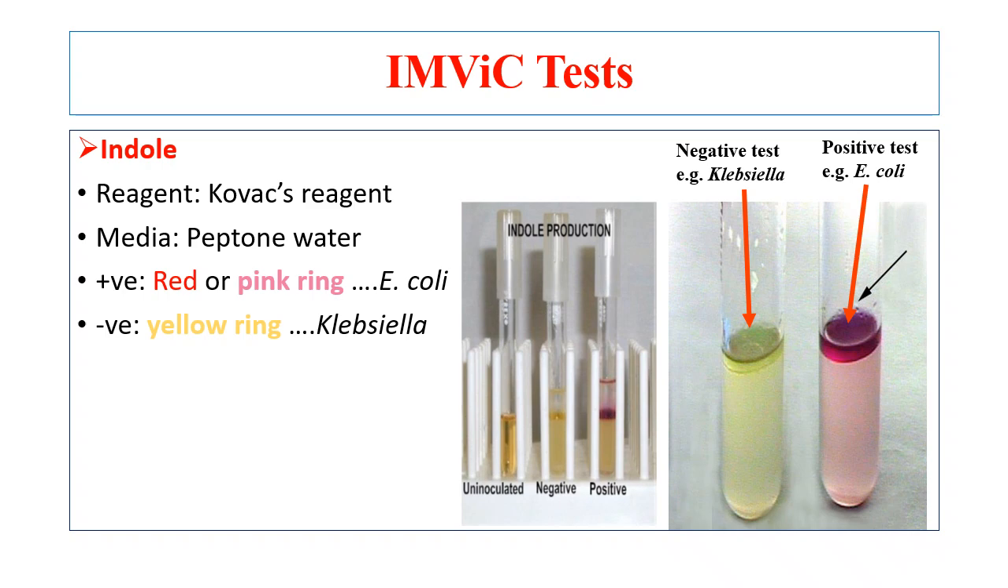Why does this happen? Bacteria that have the ability to break down the tryptophan in the media to indole by tryptophanase produce a pink ring, like E. coli, while bacteria like Klebsiella do not have tryptophanase and do not break down the tryptophan in the media, and appear as a yellow ring.